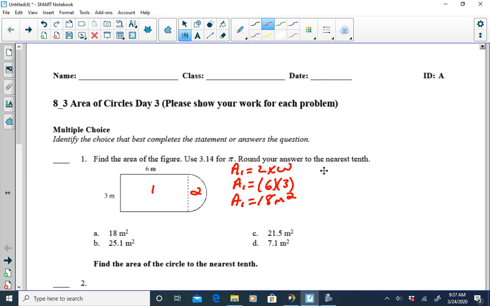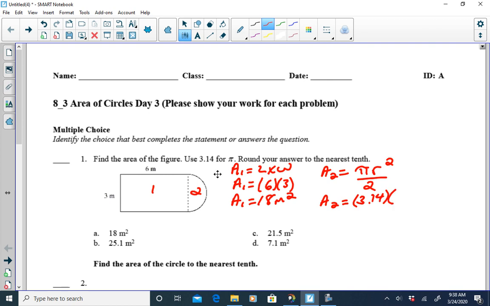And then we have area 2. Area 2 is a semicircle, right? And that's this figure, this space here. A semicircle is half the area of a circle. So if we start with the formula for the area of a circle, which is pi times the radius squared, and then we're going to take half of that by dividing that pi times r squared by 2. So area 2 is going to be equal to, we're told to use 3.14 for pi.